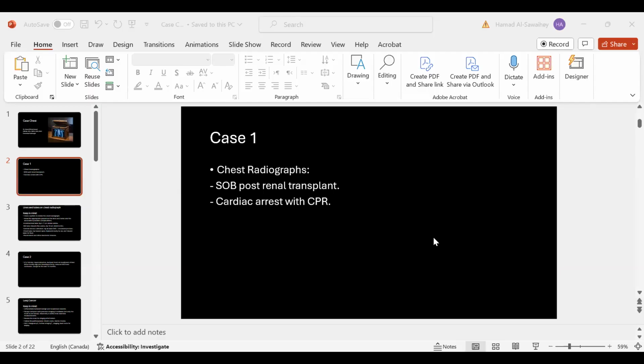We'll start with the chest X-rays. We have two patients, one with shortness of breath post-renal transplant, and the other one with cardiac arrest with CPR. So I hope one of the students will volunteer to present the case.